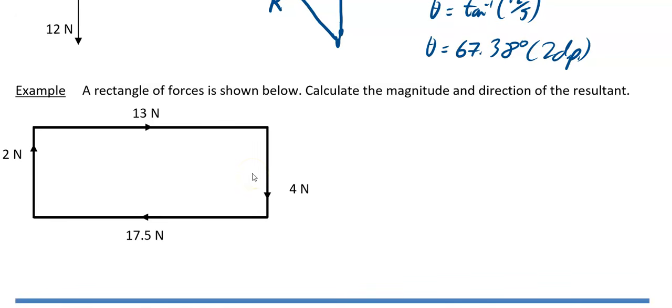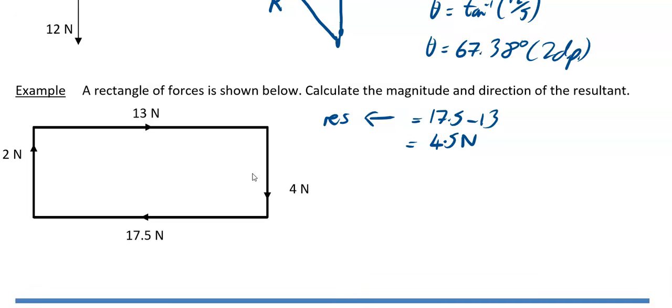Okay, first thing then we want to do is resolve horizontally. If I have a look at this, the 17.5 newtons is bigger than the 13. So I'm going to take the direction of the 17.5 going as positive. So I'm going to resolve horizontally, but anything going to the left is positive. So what I have is 17.5 minus 13, and 17.5 minus 13 is going to be 4.5 newtons.